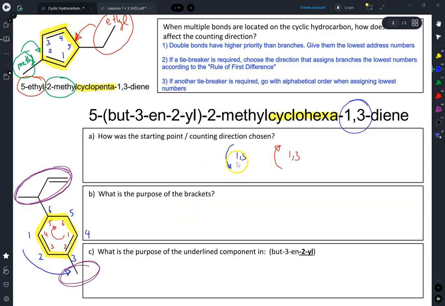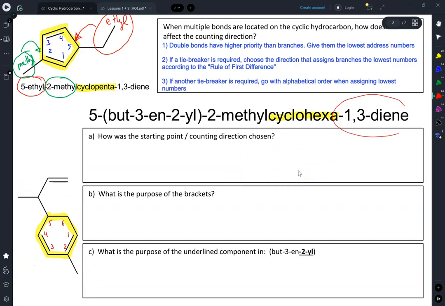With the blue counting direction, the address numbers for my branches are on the 3 and 6 carbon. So 3 and 6. While the red counting direction has a 2 and a 5 for the address numbers of my branches. According to the rule of first difference, 2, 5 is better than 3, 6. So we're going to go with the red counting direction. Becoming 1, 3 diene for the location of my double bond.